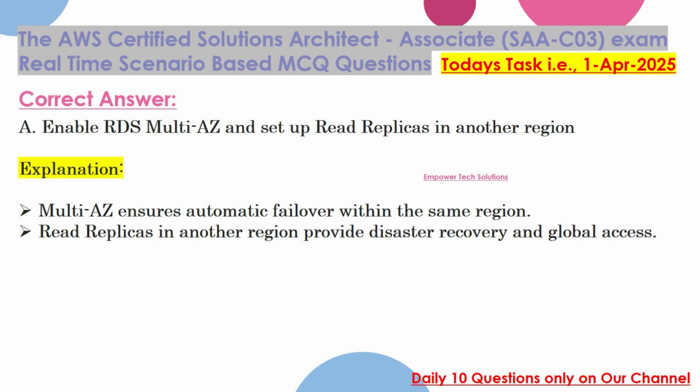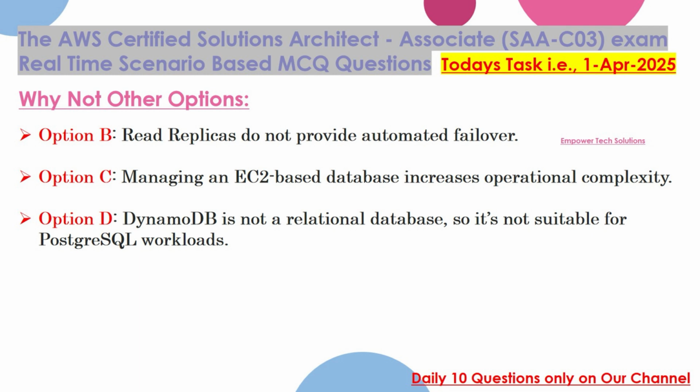Explanation: Multi-AZ ensures automatic failover within the same region. Read replicas in another region provide disaster recovery and global access. Why not other options? Option B, read replicas do not provide automated failover. Option C, managing an EC2-based database increases operational complexity. Option D, DynamoDB is not a relational database, so it's not suitable for PostgreSQL workloads.